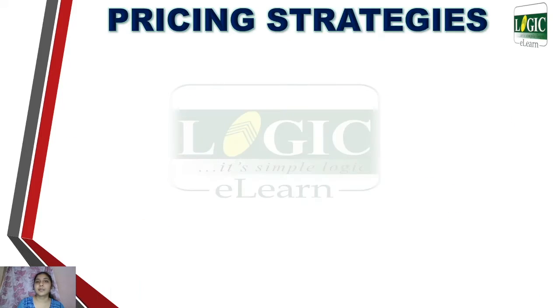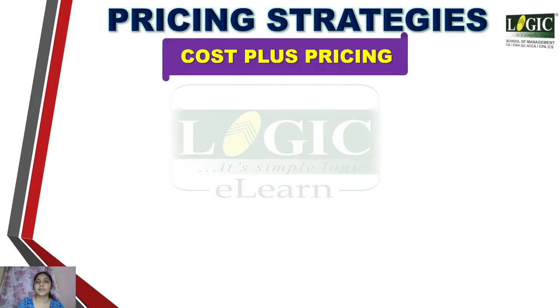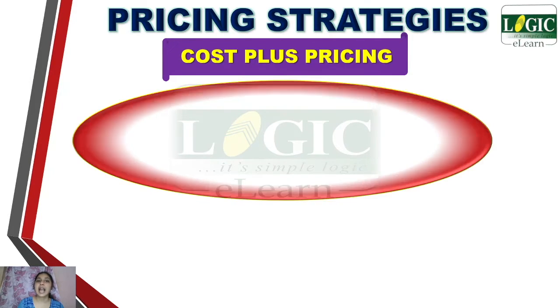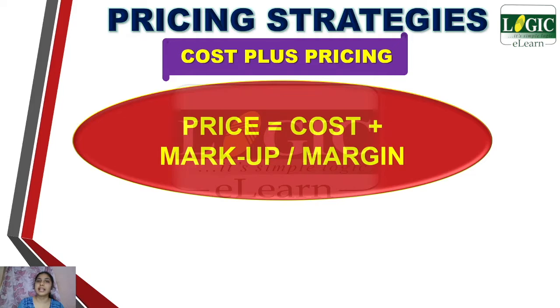Now let's discuss some of the pricing strategies. The first one is the cost plus pricing. This is a traditional pricing method where you add up all the cost and then add a percentage of markup or margin. Markup is the percentage of profit based on the cost, and margin is the percentage of profit on the basis of selling price.